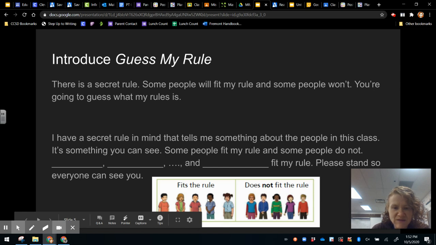Look at their arms. Yes, that's right. These ones have short sleeves. So the rule is students wearing short sleeves. I challenge you to come up with your own rule.